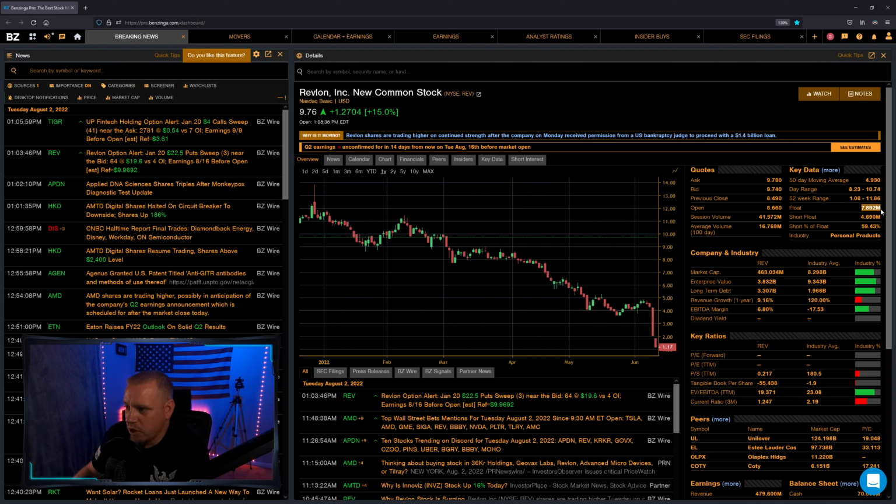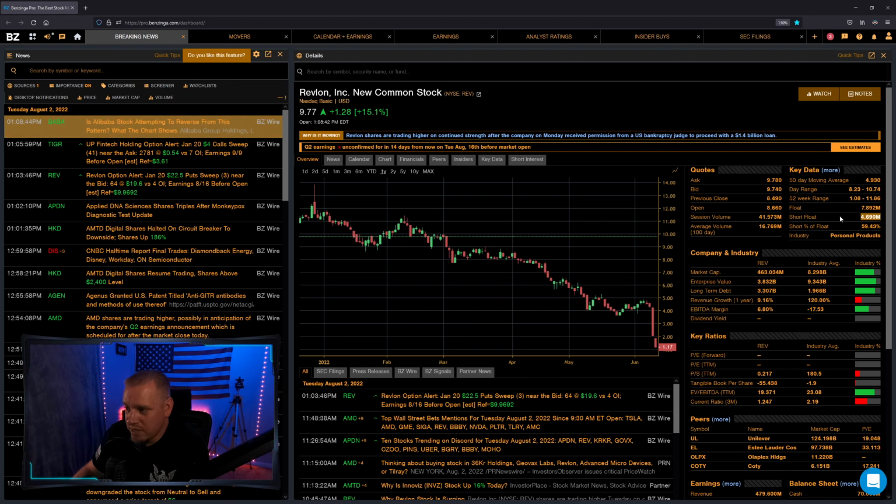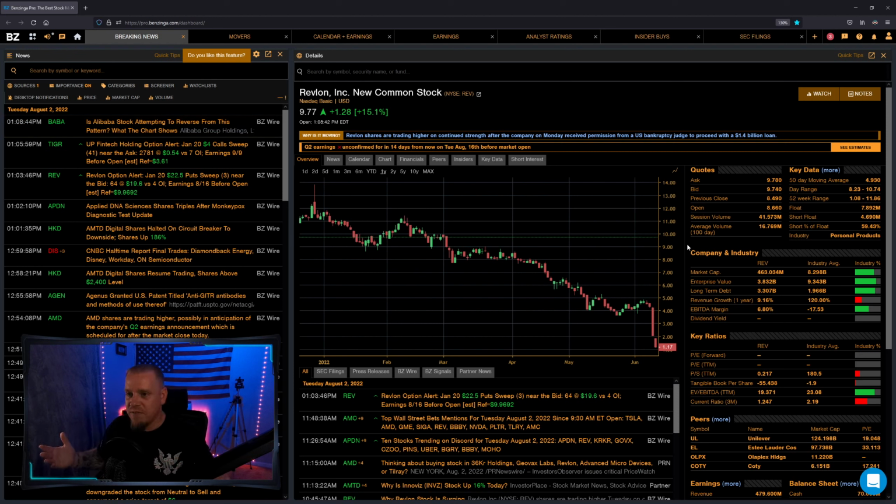That means the whole float, all the shares available to trade on the whole market, is 7.8 million shares. So 4.7 million of those are actually held short at the moment. That's over half. Half of the entire holders of Revlon stock are actually short. Now let's see why this would be important to a day trader.